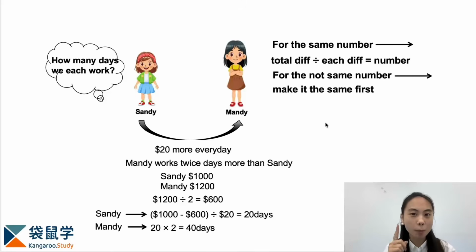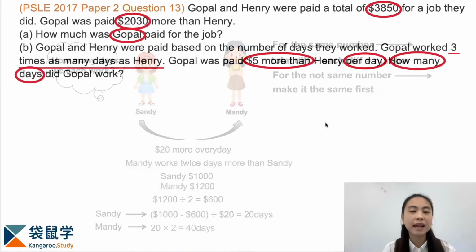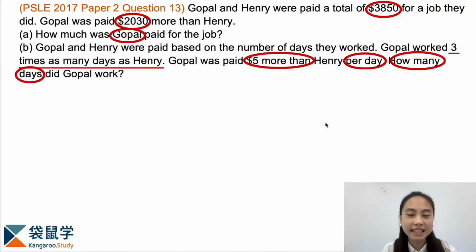Now, let's go back to our question. And we review the question once again. Class, can you tell me what does the $3,850 mean here? It means the sum. And what does the $2,030 mean here? It means the total difference. Now, question A. How much was Gopo paid for the job?